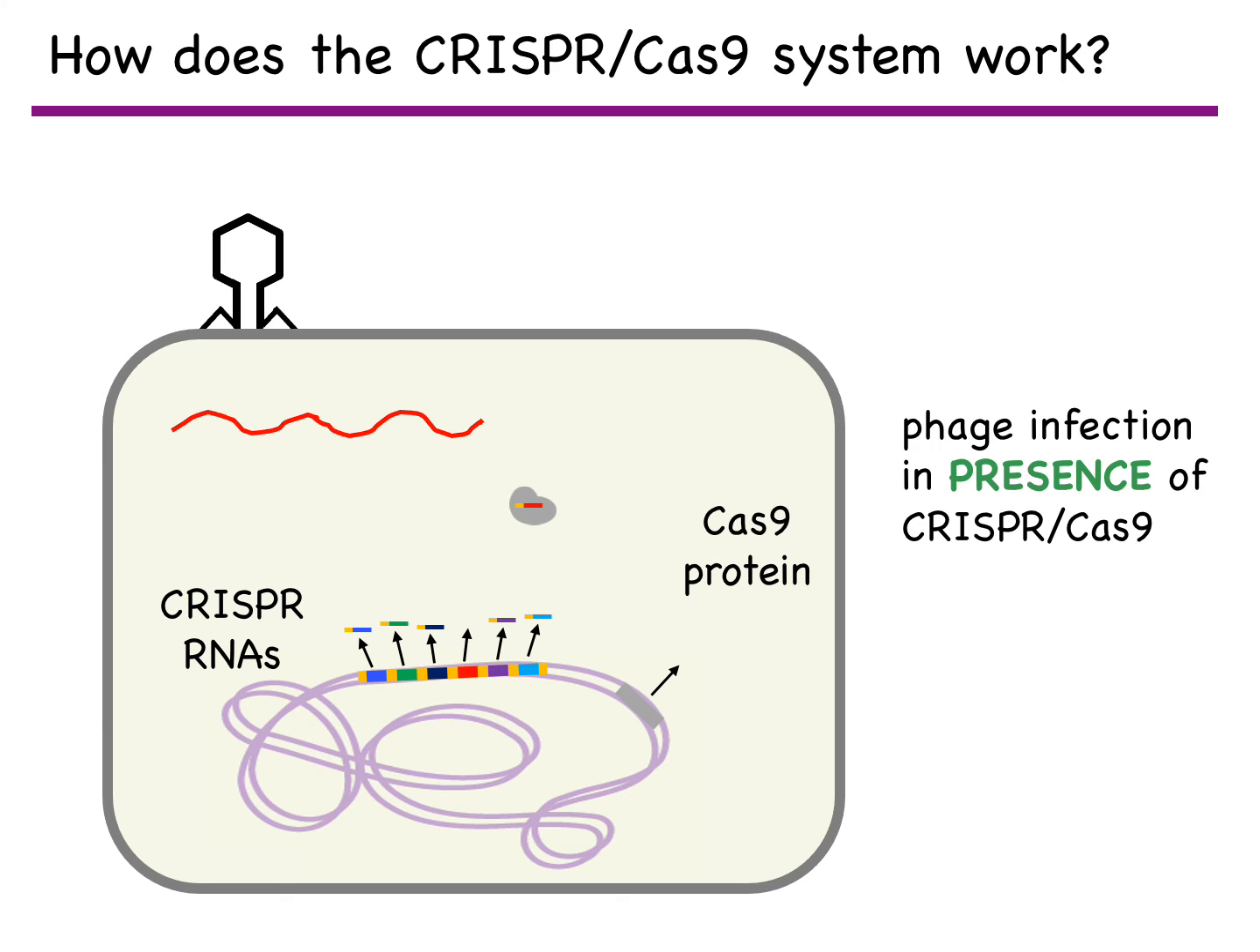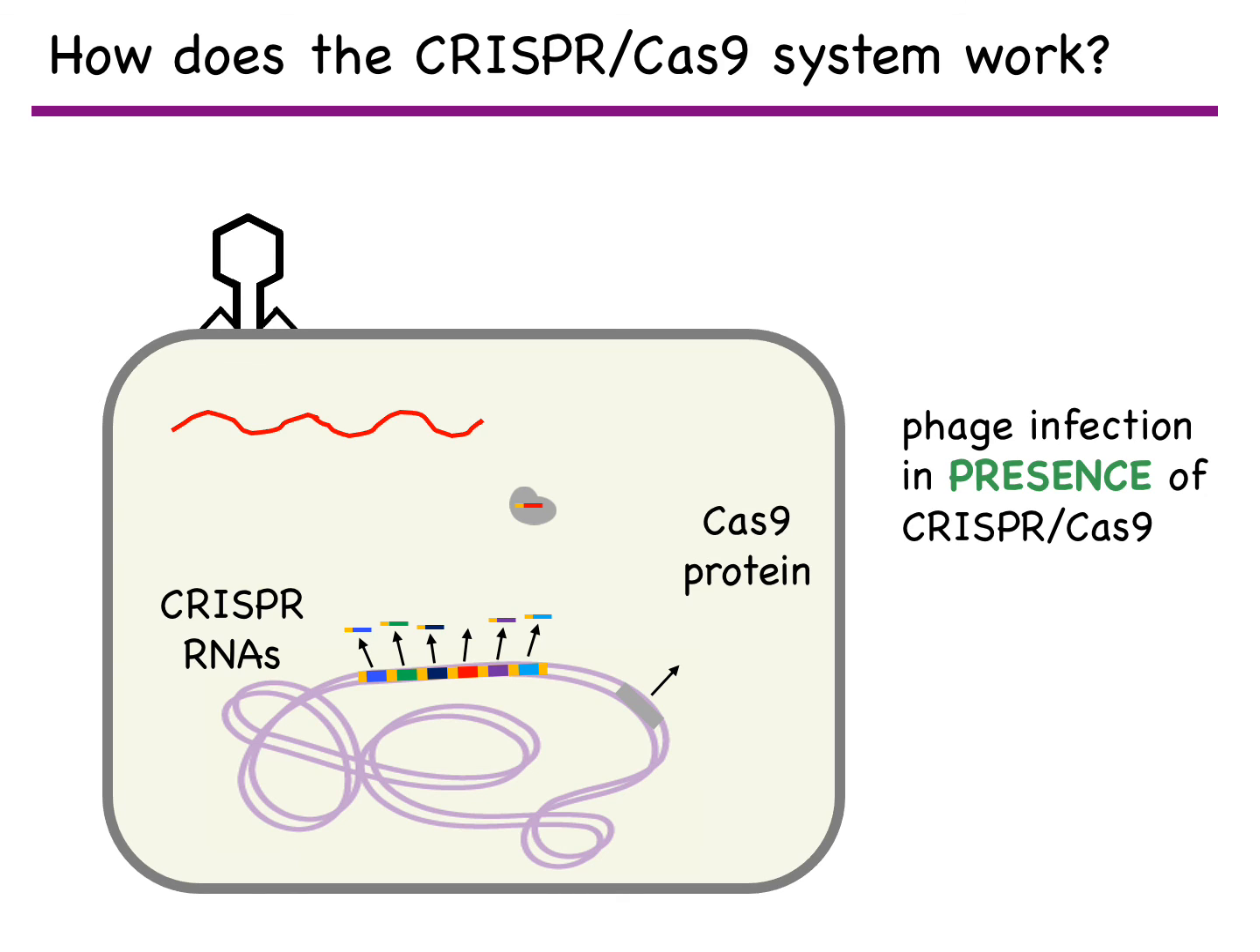But it turns out the Cas9 protein assembles with all the different CRISPR RNAs. Each of these RNAs has a sequence that's the same as the sequence in a different type of phage. But in this case, I'm just showing it assembling with the red one, which happens to be the same sequence in the phage DNA that was just injected into the bacterium.